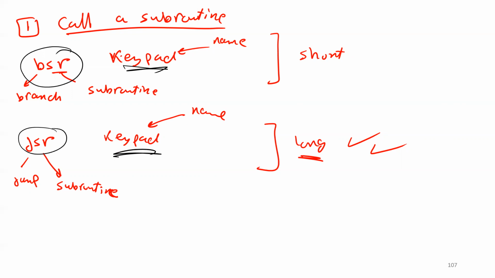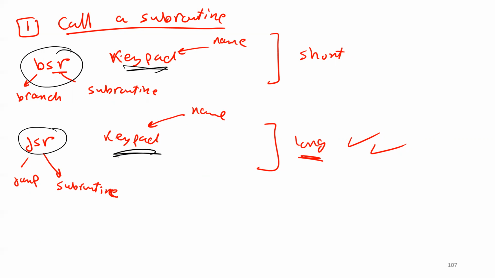This is different from the C language. In C, you just put the name of the function with parentheses after it, and that's it. Here, you have to use an instruction to call the function. So you have to say JSR or BSR, jump subroutine or branch subroutine, and then you put the name of the function this way.